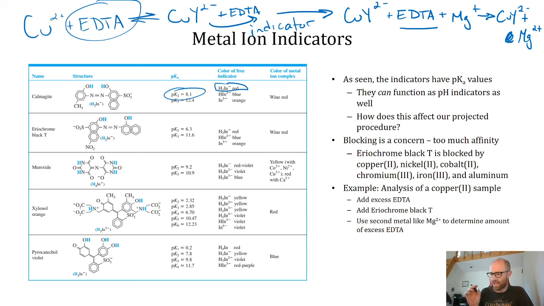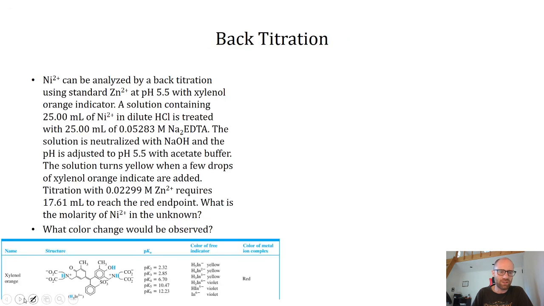And the idea is then when you have this dialed solution, you have excess EDTA, and you kind of titrate the EDTA with a second metal, and then you do a bunch of math. So let me show you what that looks like. Here's an example. Nickel 2, right? So you can't have a nickel 2 solution.